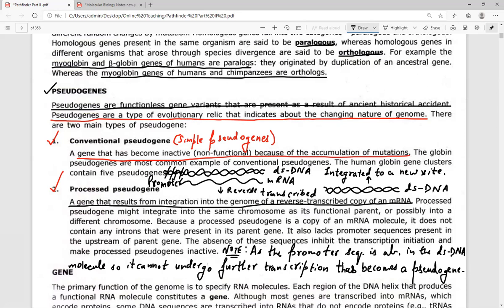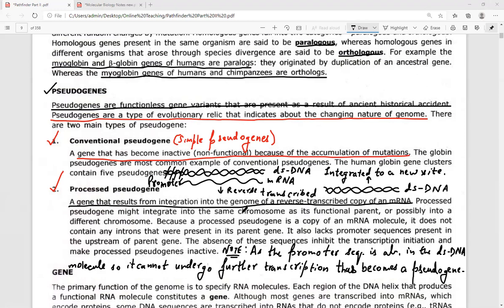Any doubt, any problem? भाई किसी को कोई डाउट है, किसी को कोई प्रॉब्लम है तो बता दीजिए. If you have any doubt, if you have any problem, please inform me. No doubt. Okay.